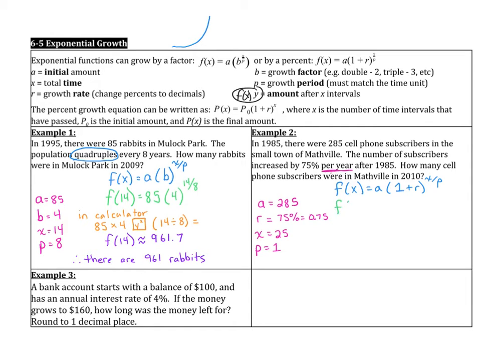All right, so we're going to substitute 25 in for x. So that means we are starting with 285 cell phone subscribers, and it's increasing by 75%, which is 0.75. And the time is 25. Because p is 1, that would be divided by 1, which we don't need to write. If you wanted to, you can write this as 285 times 1.75. It doesn't really matter.